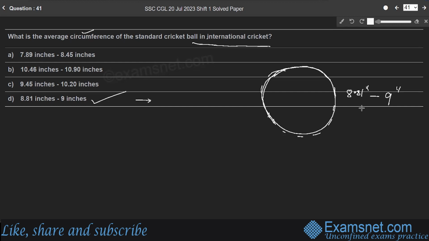So weight of the cricket ball is 159.9 gram to 163 gram. Right, for the given question, circumference of the standard cricket ball in international cricket is 8.81 inches to 9 inches. Option D is the right answer.